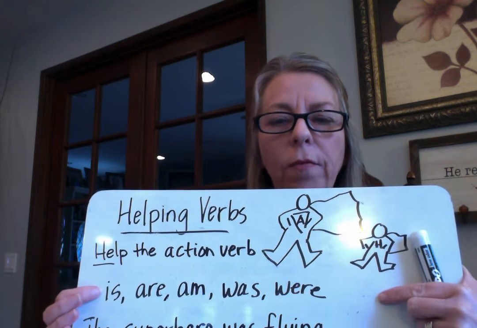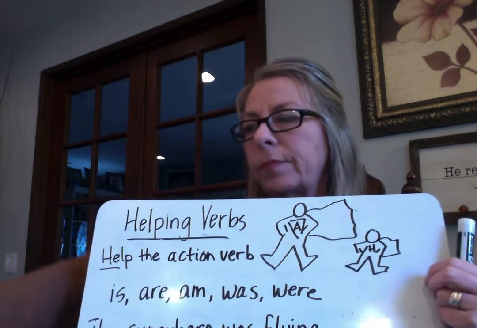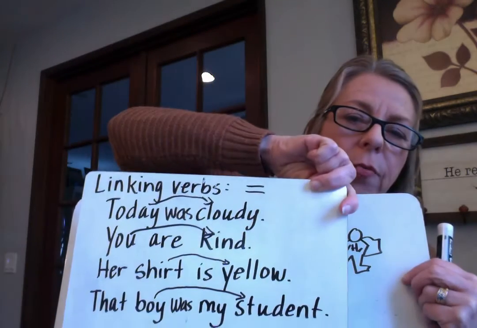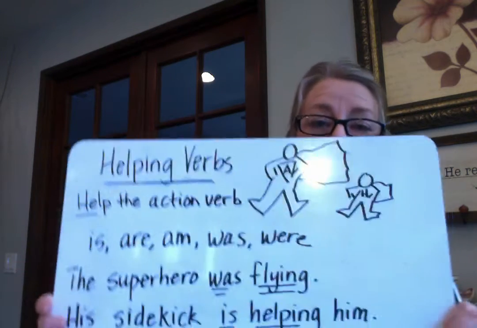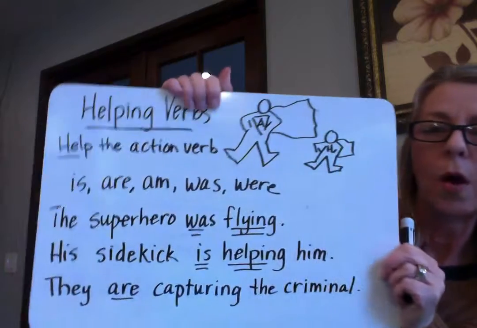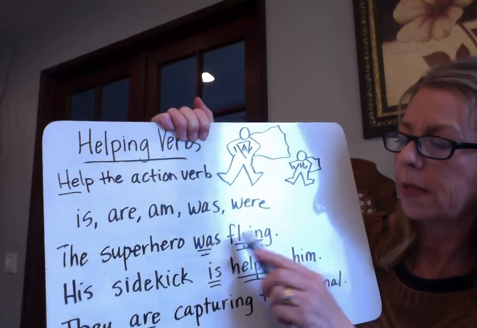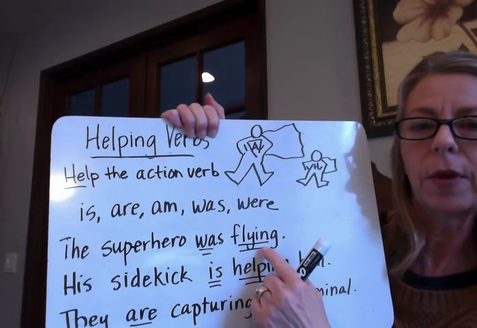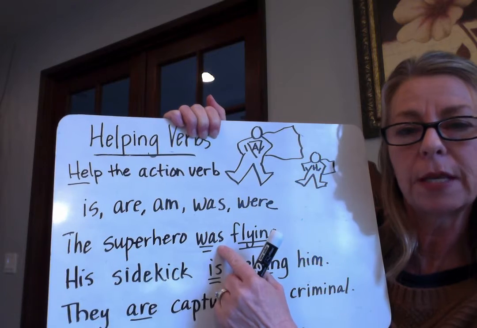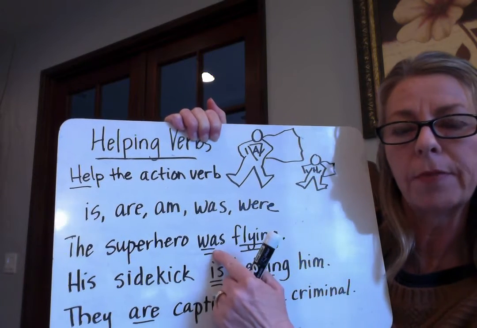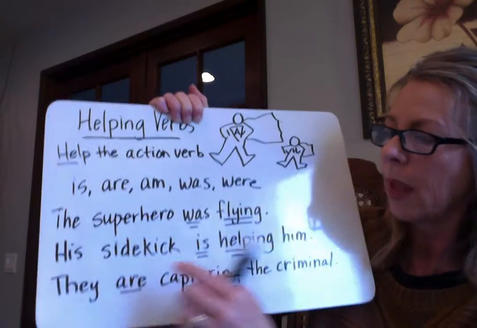So still we have verbs, just like our linking verbs, is, are, am, was, were, but the difference is they are not standalone where they just connect the subject to another word. They're actually making the action clearer. They're helping the action verb. Okay, so here we have a sample. The superhero was flying. So now see, this was is going with flying. So we know that this was happening in the past. The helping verb helps us to know that this was in the past. So was flying. This is a helping verb because it makes flying a little bit more clear. We know when he was flying. Okay? All right, next sentence.